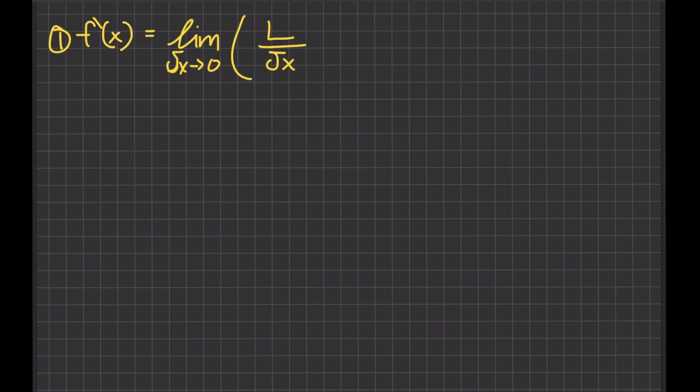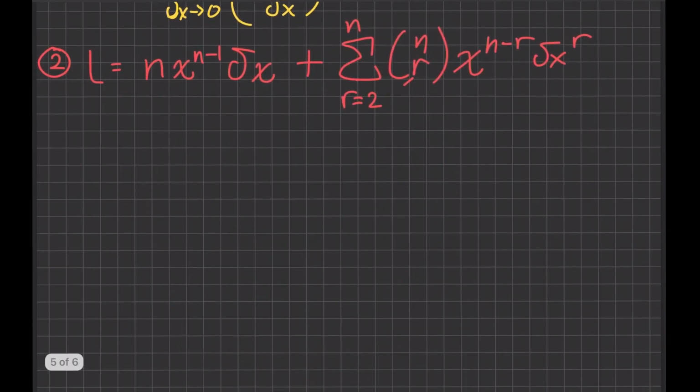So now let's take these two things we learned and let's apply them together. Let's go to a new page. I'm going to restate our two equations. So equation 1, and our second equation is that L is equal to n times x to the power n minus 1 delta x. So here we have two equations.